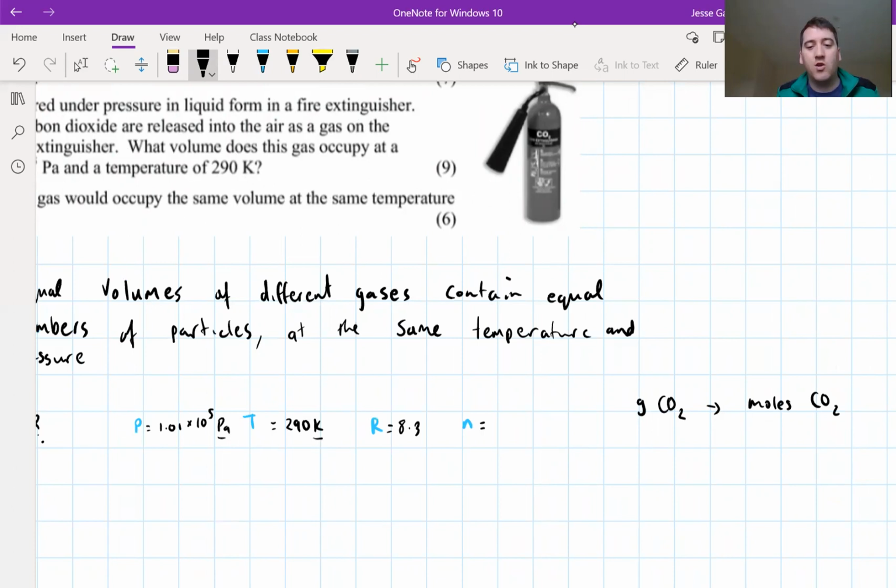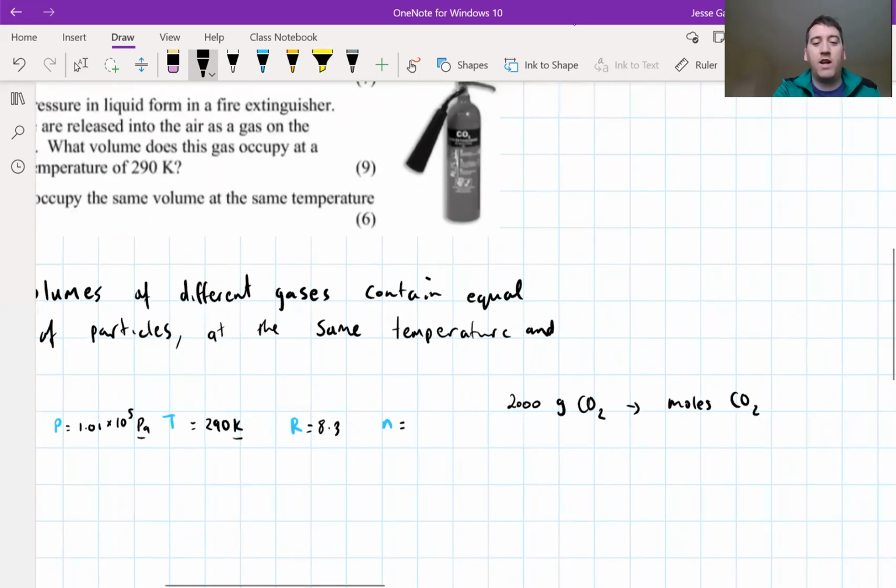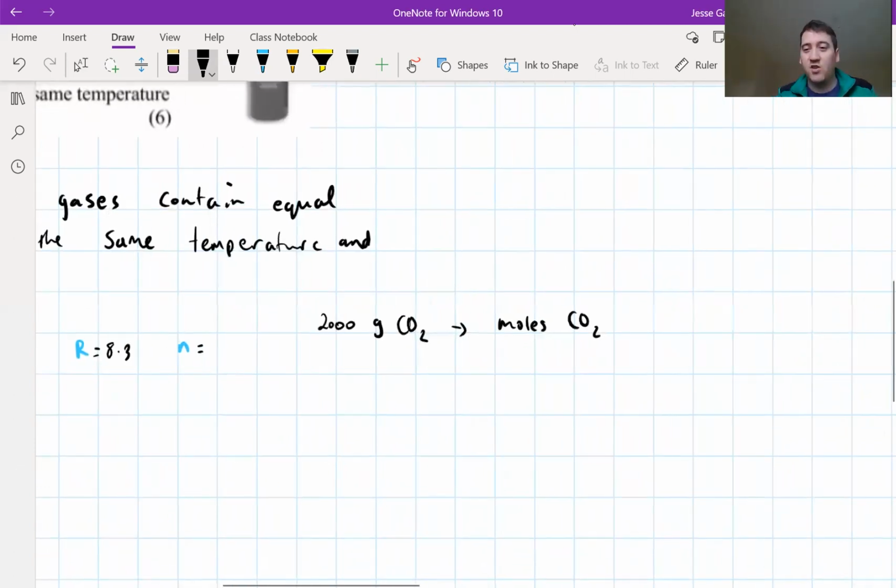Okay, just in case you weren't sure, we have 2,000 grams of this, with 2 kilograms, 2,000 grams. Now pause the video, figure this out for me. All right, if you're really still struggling, guys, with basic conversions, you probably shouldn't be trying these exam questions yet. If you can't do a basic conversion like this, go back to the moles, grams to moles video.